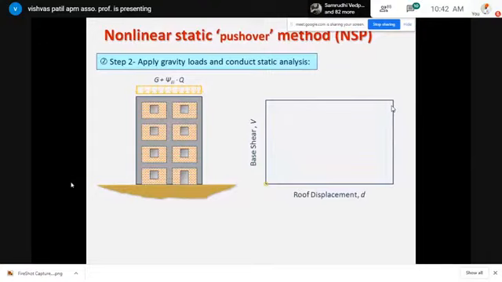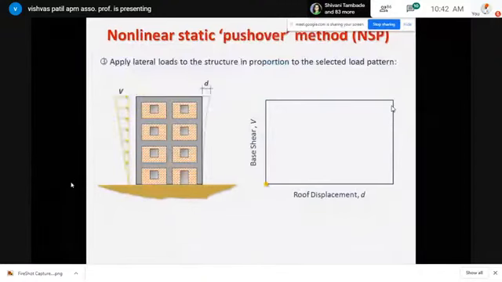the pushover analysis. So what is the starting point for the pushover? The starting point for the pushover is the end of the gravity load case. At the end of the gravity load case, whatever the stiffnesses are, that is the initial stiffness for the pushover, and the pushover starts from this. So don't forget that before the pushover, first run the gravity load case and then start the pushover.